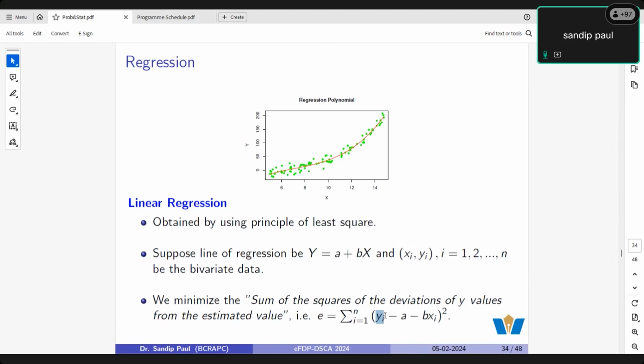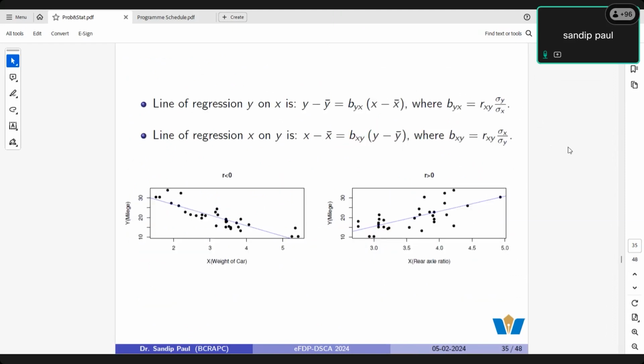So here the y value at any xi is yi, and the estimated value is a plus bxi. So the square of their difference, and if we take the sum of them, it is the total error. If we are able to minimize that total error, the corresponding curve will give you the line.